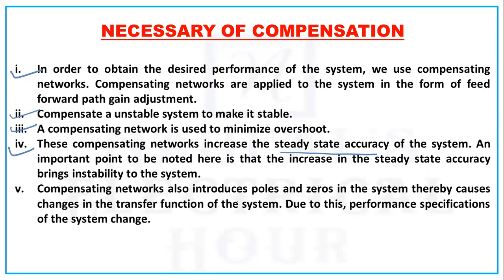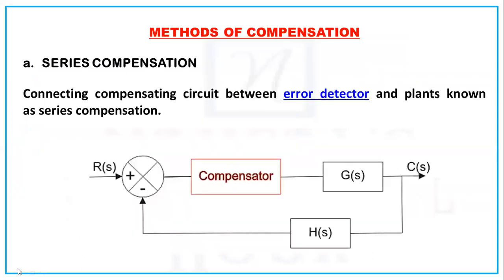Compensating networks also introduce poles and zeros, very important, in the system, thereby causing changes in the transfer function. We are multiplying it with the G of S, and definitely there will be a change in the transfer function, with poles and zeros being added. Due to this, the specification of the system also changes. Okay, necessity of compensation. Then, methods of compensation.